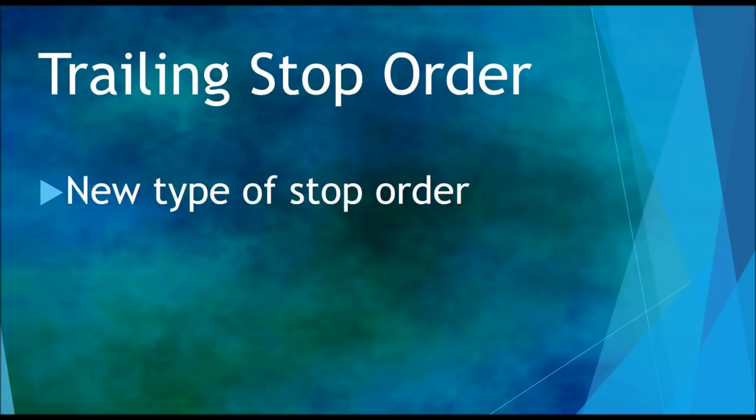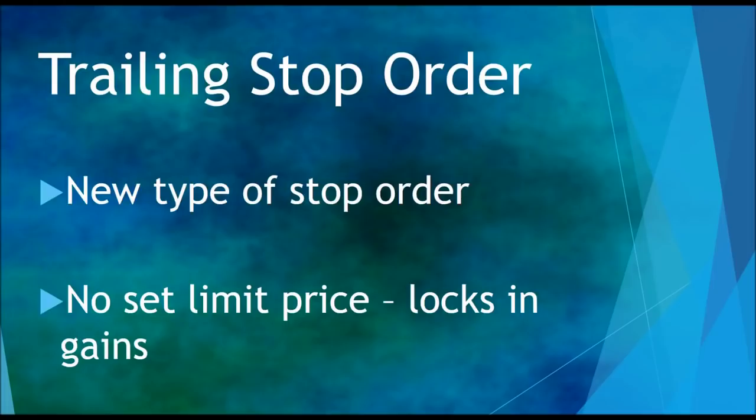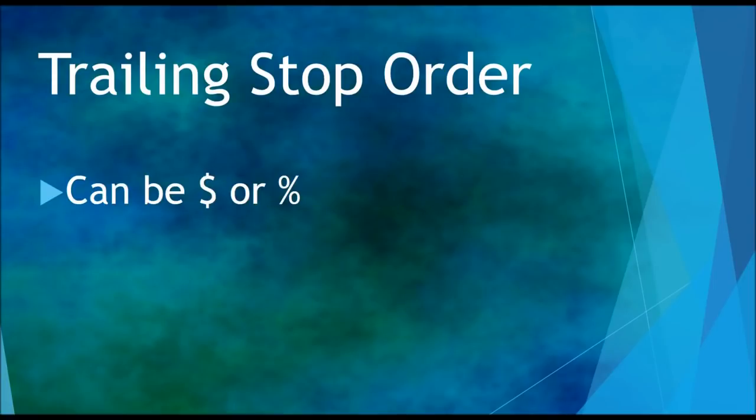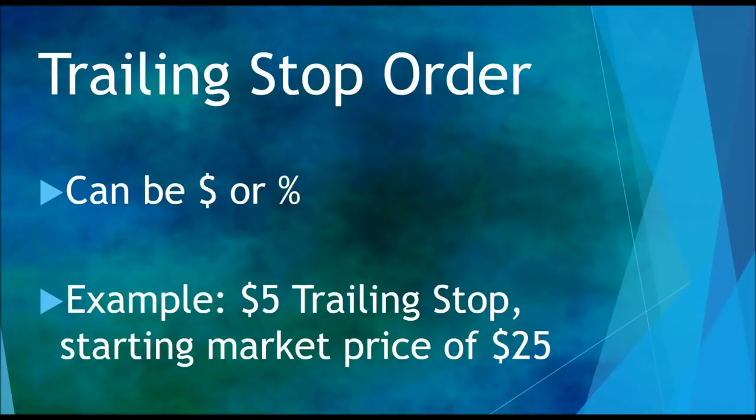A trailing stop order is a new kind of stop order. This tries to combine the profit maximization of a limit order along with the risk aversion of a stop order. Instead of having a set limit price, it'll lock in your gains as the price goes up. You can set a trailing stop order by a dollar amount or as a percentage of the value of what you're trying to buy. Let's look at an example.